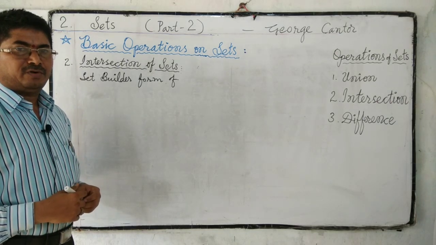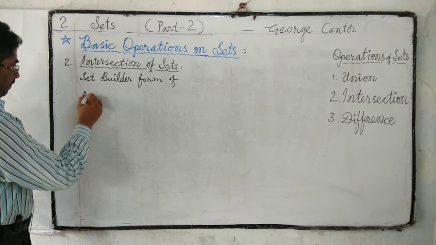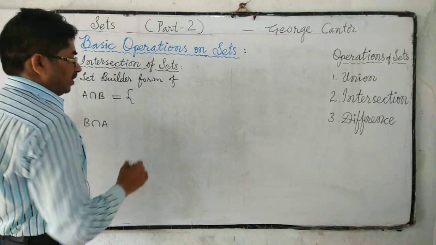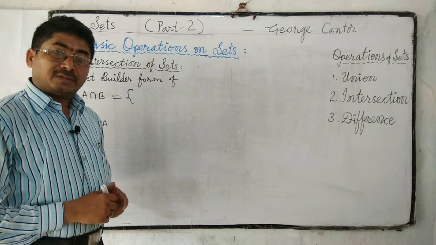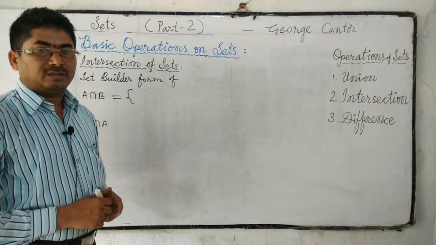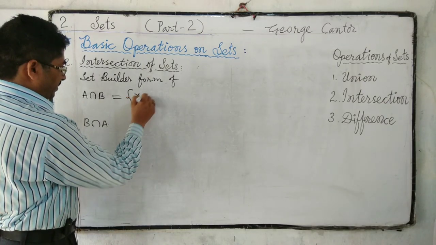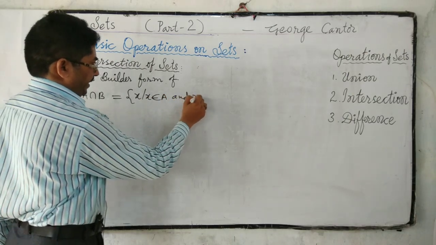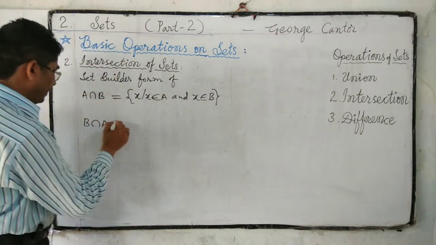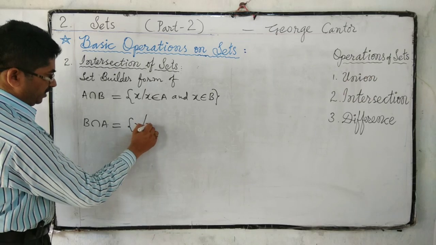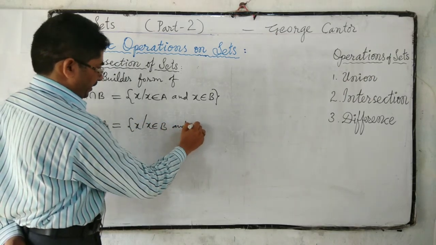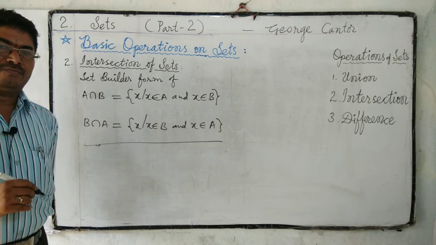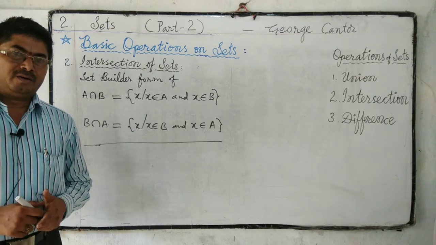Now let us see the set builder form of A intersection B and B intersection A. A intersection B: we know the set containing the common elements of A and B is called A intersection B. That's why we can write x such that x belongs to A and x belongs to B. B intersection A: x such that x belongs to B and x belongs to A. These are the set builder forms for A intersection B and B intersection A.